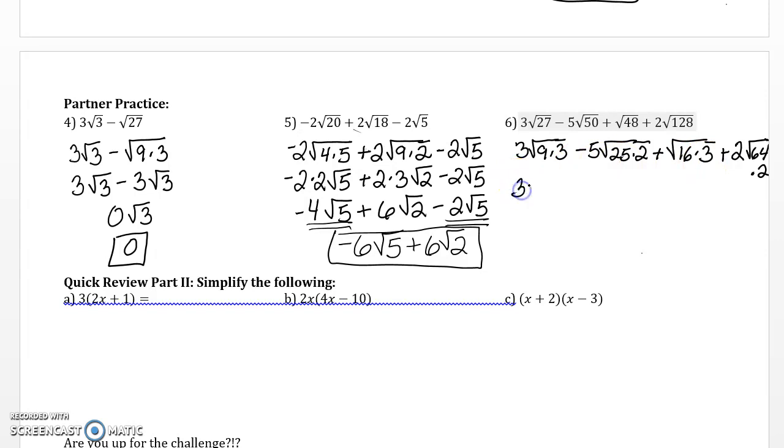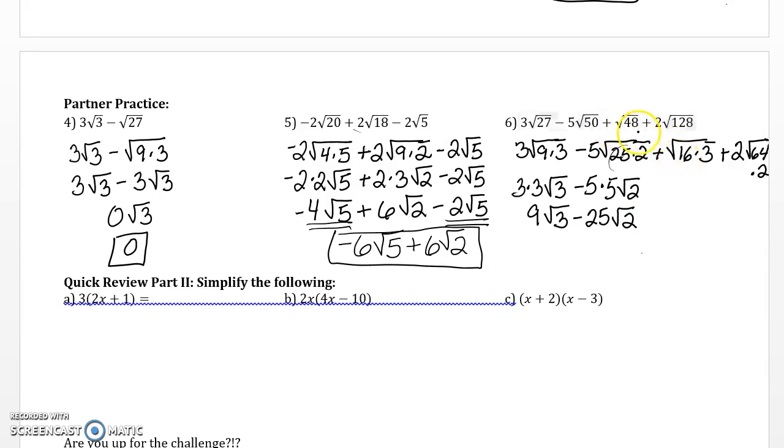So I had a 3 in the first term. Square root of 9 is another 3 on the outside, and then we'll leave a 3 behind. So altogether I have 9 square root of 3 for my first term. In the second term, that square root of 25, I can take out. The square root of 25 is 5, so I originally had a minus 5. I take out a 5, and I'm going to leave behind a square root of 2. So my second term will simplify to be minus 25 square root of 2.